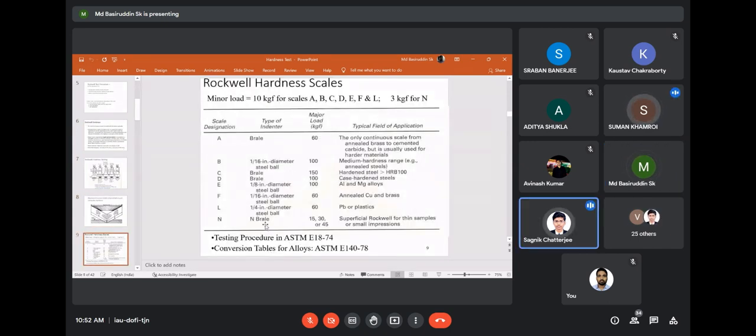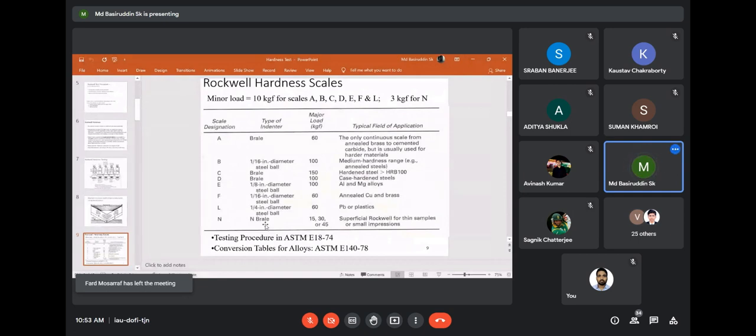So we add a constant to the dial gauge for the hardness of the anvil. That is why we try to maintain a certain thickness of the material whenever we go for testing. In the Rockwell testing procedure, they have fixed a certain sample thickness. You should have a sample thickness of at least that value or more. I will talk about these things in a later slide.